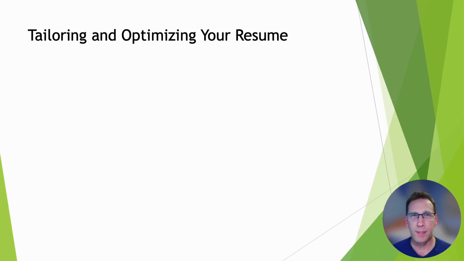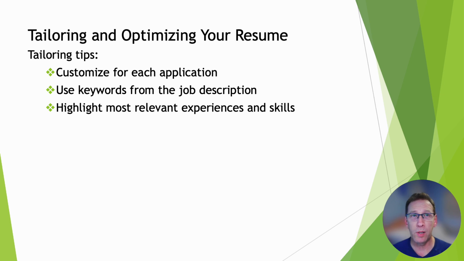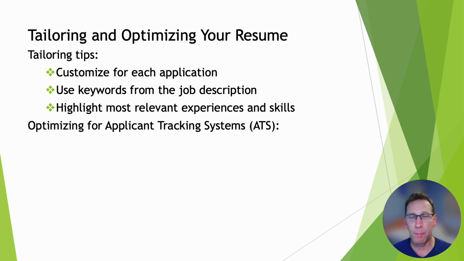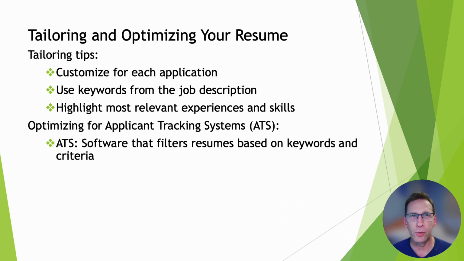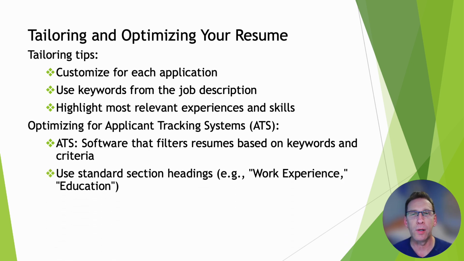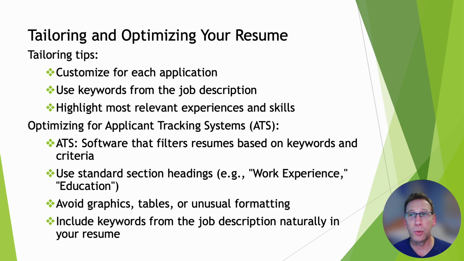Now again, with a resume, you want to tailor and optimize your resume. So here are some tailoring tips. Customize for each application. Use keywords from the job description. Highlight your most relevant skills and experiences. And here's how you can optimize for applicant tracking systems, or ATSs. This is software that filters resumes based on keywords and criteria. So use standard section headings like work experience or education. Avoid graphics, tables, and unusual formatting, and make sure to include keywords from the job description naturally in your resume.